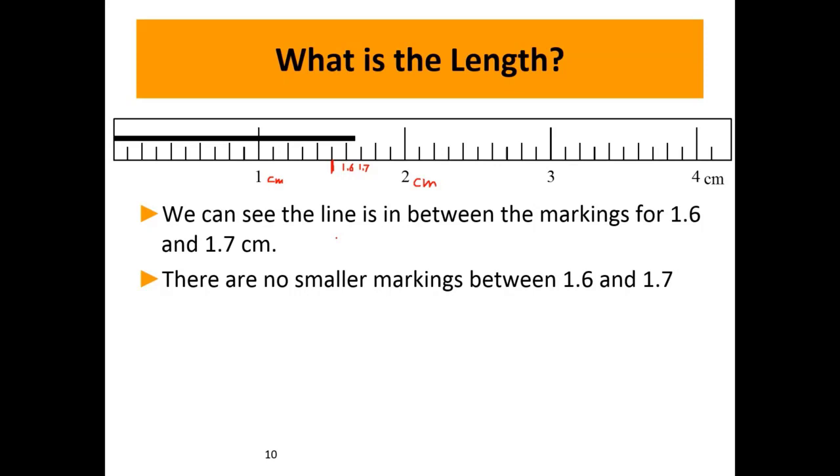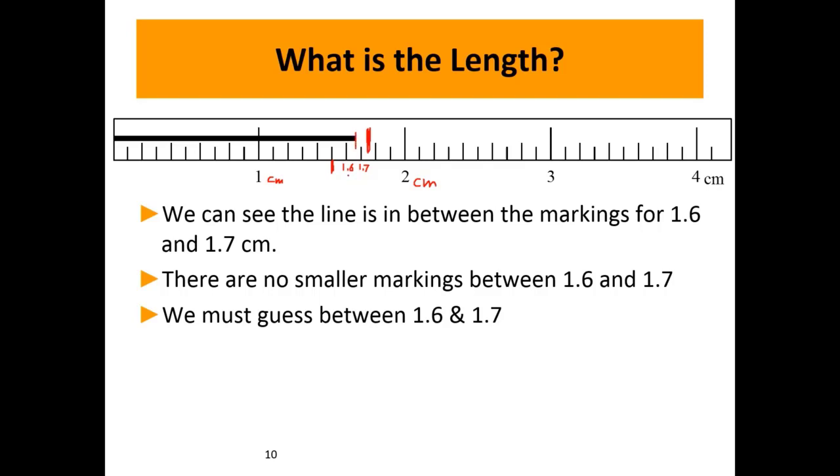1.6, 1.65. Okay, but you said it was closer to 1.7. 1.65 is exactly in the middle. Oh yes. Well, yeah, 1.75. Well, 1.75 is going to be right here, right? 1.75 is going to be right there. It's between 1.6 and 1.7.